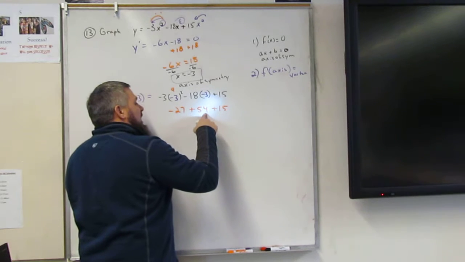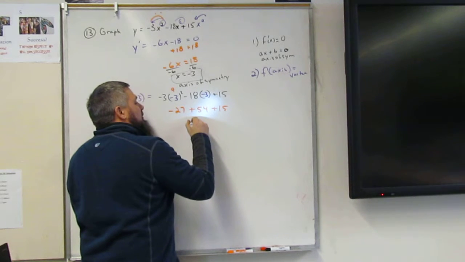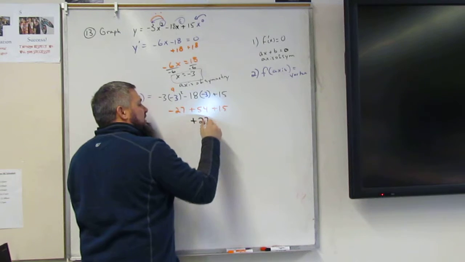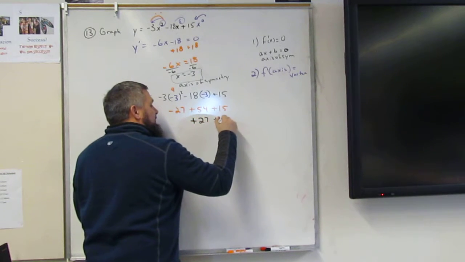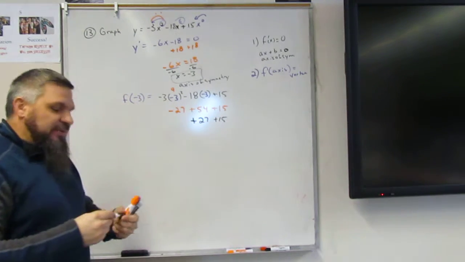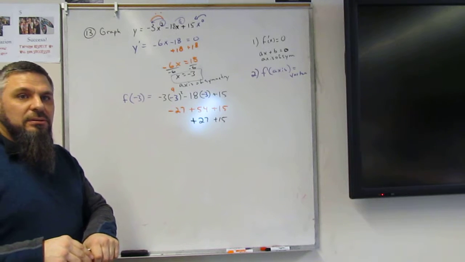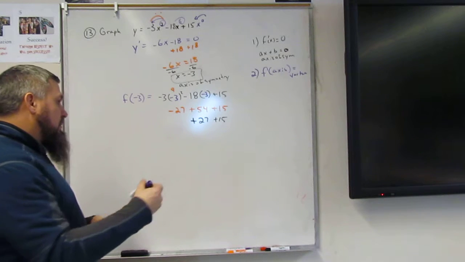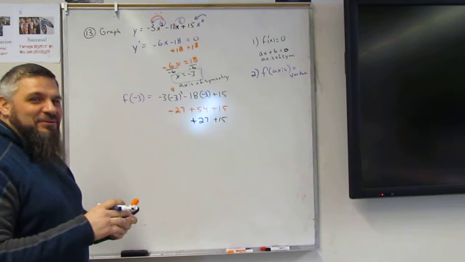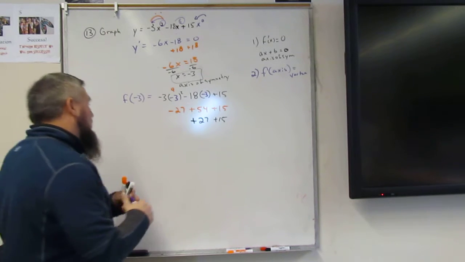So when we add these up, that's going to be positive 27, right? Plus 15. So what is 27 plus 15? Just 42.